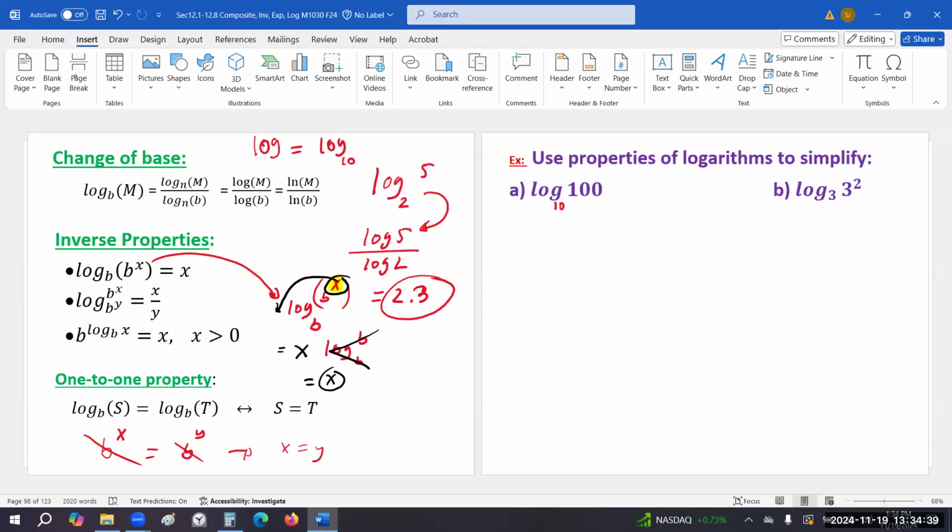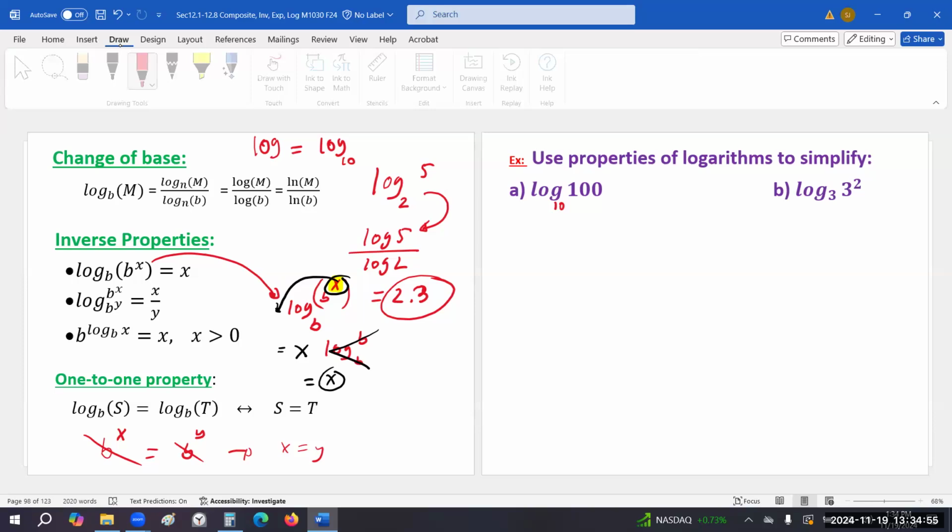So how can you simplify this? If A looks harder, then start with B. B is easier. If it looks confusing, let me rewrite that for you.